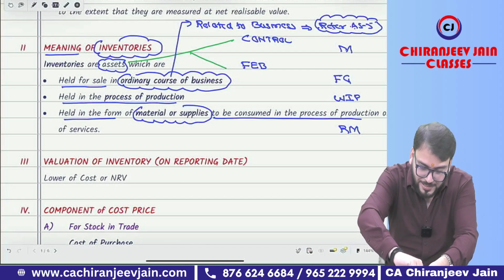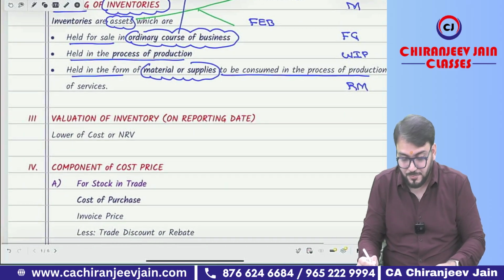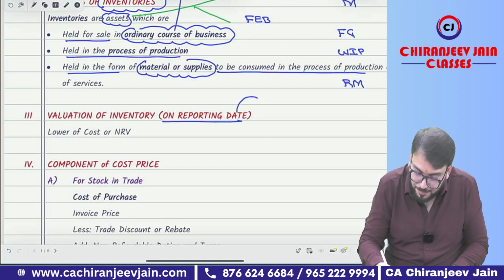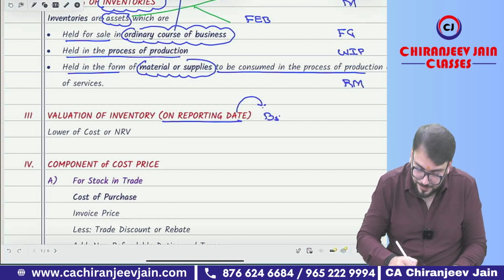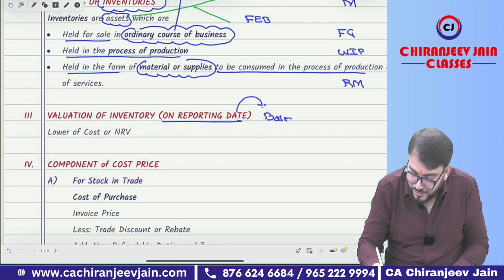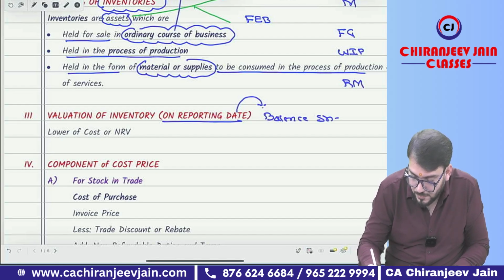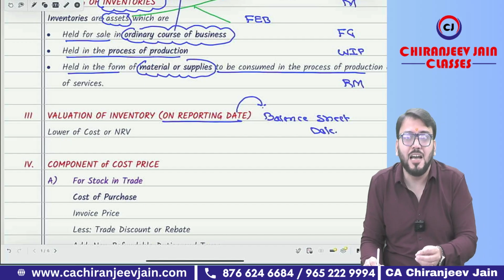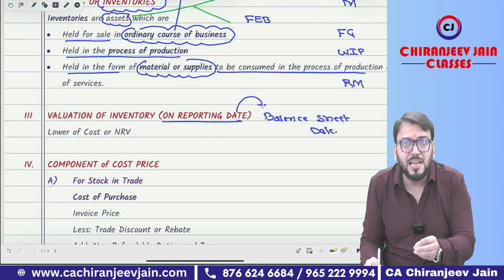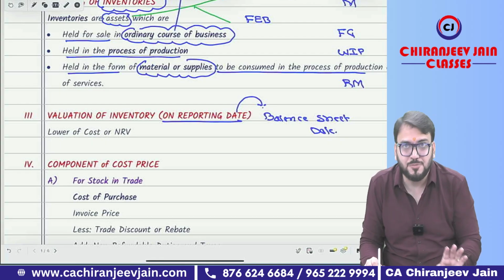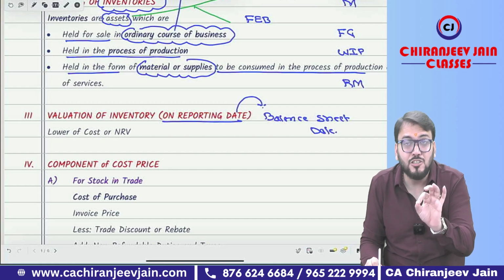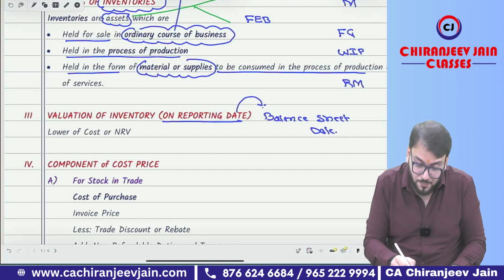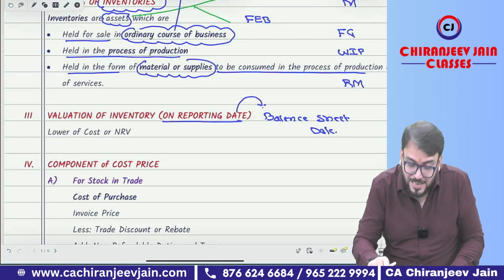Now we'll come to the second part, that is valuation of inventory on reporting date. Reporting date means balance sheet date. In India, all financial statements are prepared as on 31st March, so the balance sheet date is 31st March. But from an examination point of view, it can be the year end, it can also be 31st December. So you need to understand what your balance sheet date is. So valuation is done on the balance sheet date.